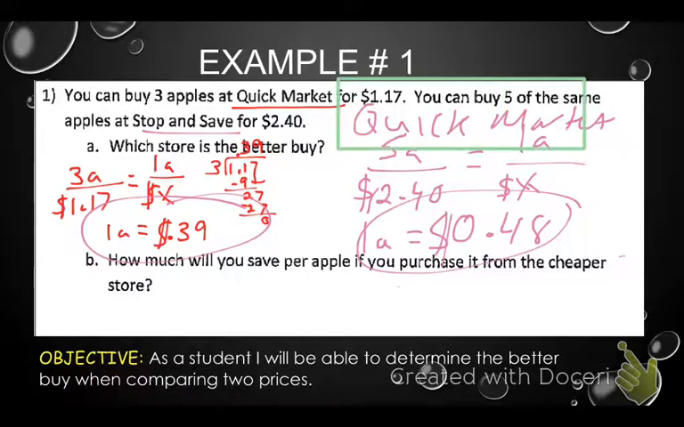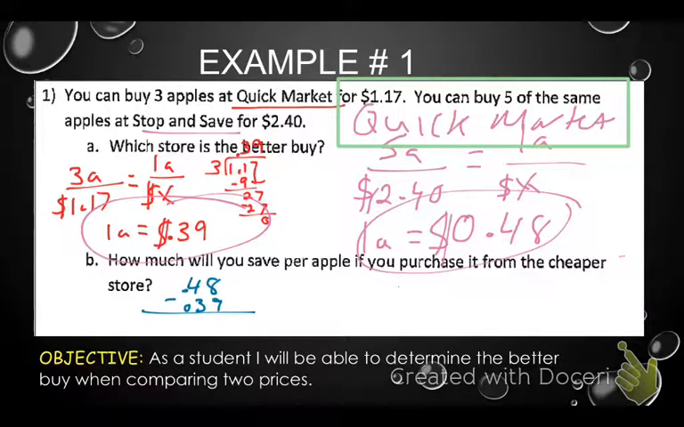And we know that, and we've proved it because we have our work. Now, there's a last question on here. It says, how much will you save per apple if you purchase it from the cheaper store? So how much are we going to save? Well, that's really pretty easy. All you need to do is just subtract the two prices. The top price was 48 cents. Okay, and the bottom price is 39 cents. And we're going to subtract, and that's going to give us a difference of 9 cents. So how much will you save? Well, we're going to save 9 cents per apple.